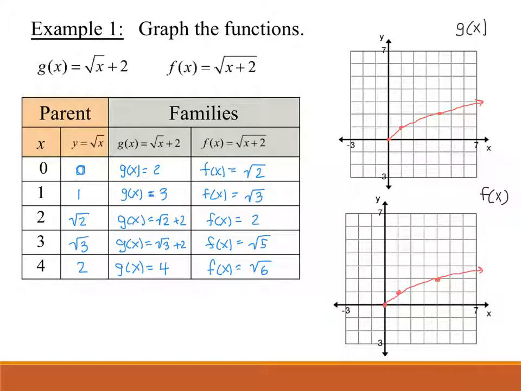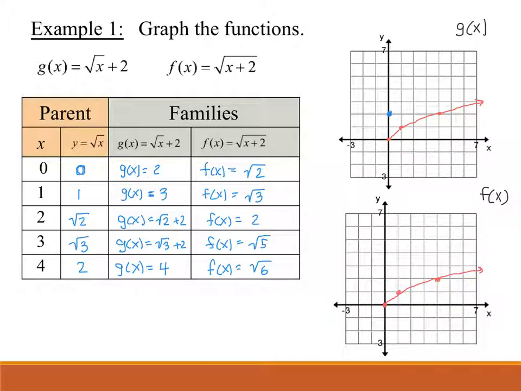So in example 1, we're going to graph the function g of x is equal to the square root of x, plus 2. And we're also going to graph f of x equals the square root of x plus 2, so we'll see the difference. Here in the table, we've gone through and done x equals 0, 1, 2, 3, and 4. We've looked at the parent, which is y is equal to the square root of x function, and you'll notice that the graph represents the parent function. Now we look at g of x, the square root of x plus 2. In this particular case, our graph actually starts at 0, 2. So now it moves 2 places up for g of x.